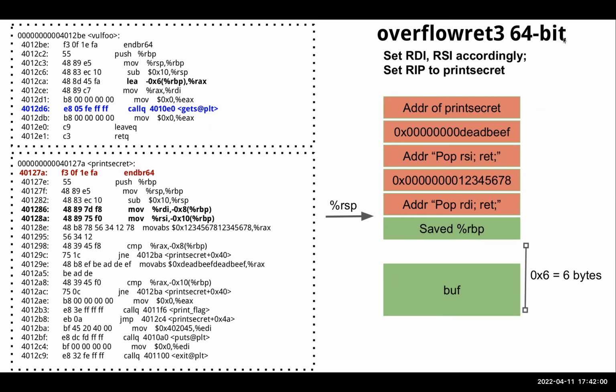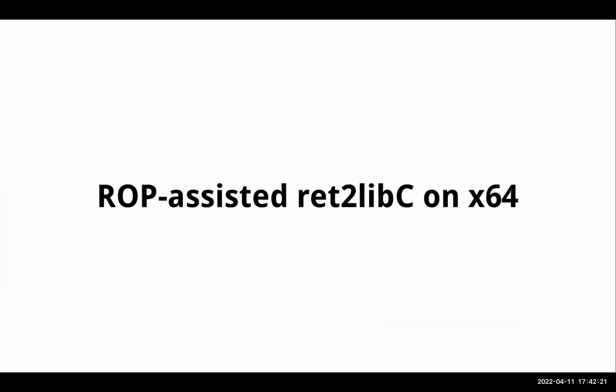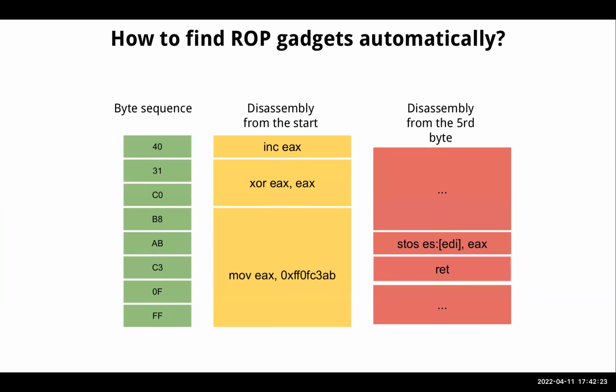Professor, yes. I have a doubt. So how do we get these gadgets like pop RDI and return? We are going to do that next. Okay. And right now, does this make sense to you? Let's say if this is an exploit, does that make sense to you? Okay. So next question is, how do we get the gadgets?